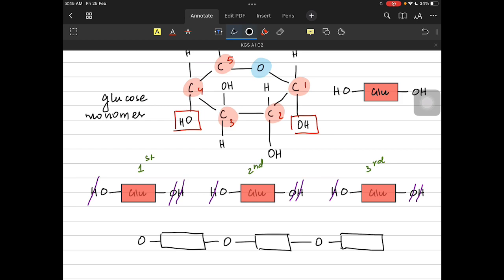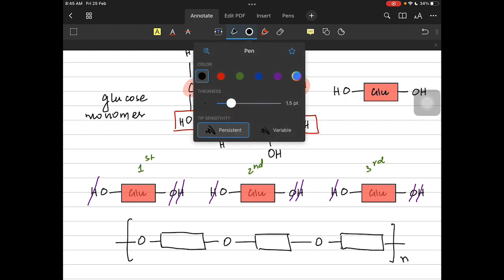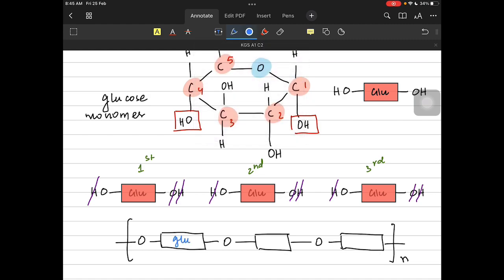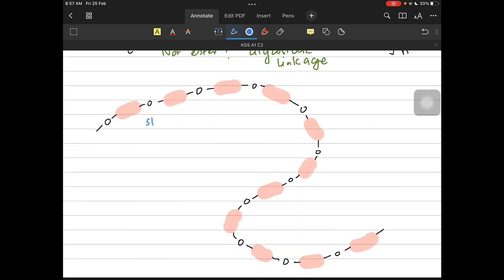Once you're done copying it, you need to draw the extended bonds from both sides and make the bracket and put n. So the repeated unit is every time an oxygen atom and the box. The box is actually the whole glucose molecule, but we just make it simply the box. So over here, it's not an ester linkage, not an amide linkage. It is something new that is known as the glycosidic linkage. Glycosidic linkages are present between glucose monomers when they combine by condensation reaction to make a starch molecule.